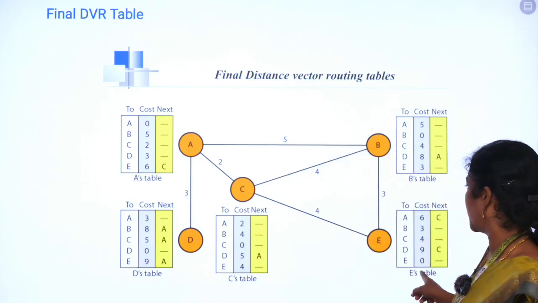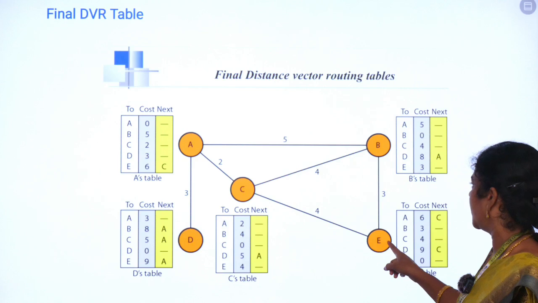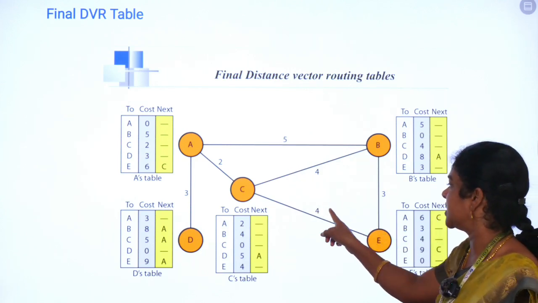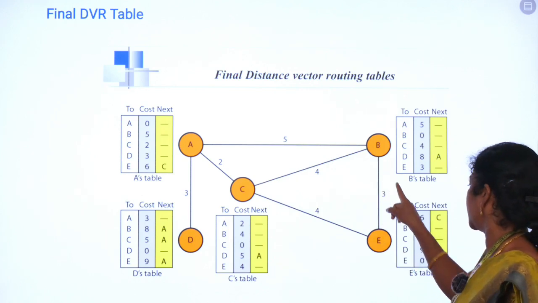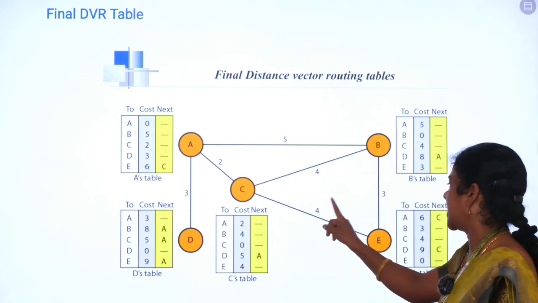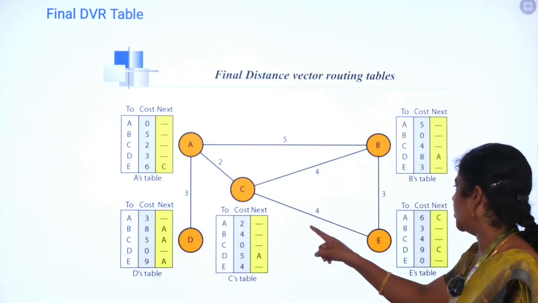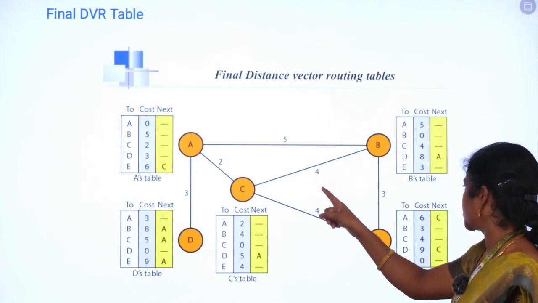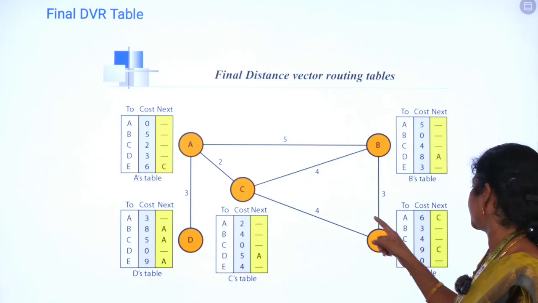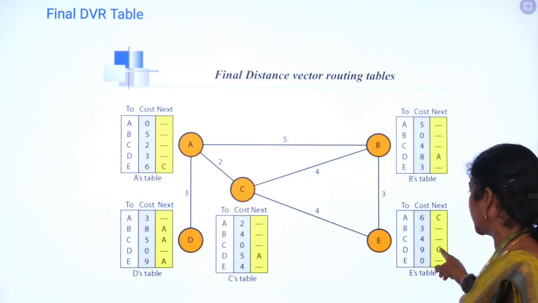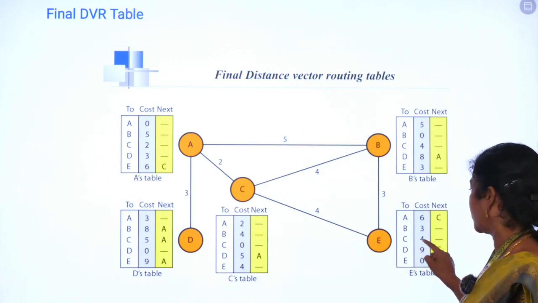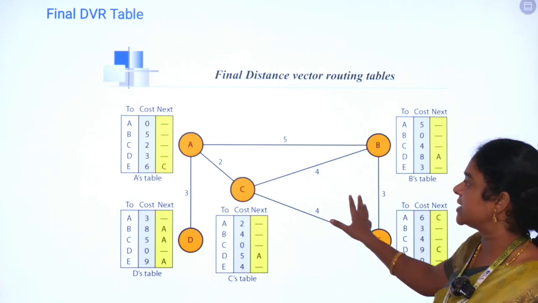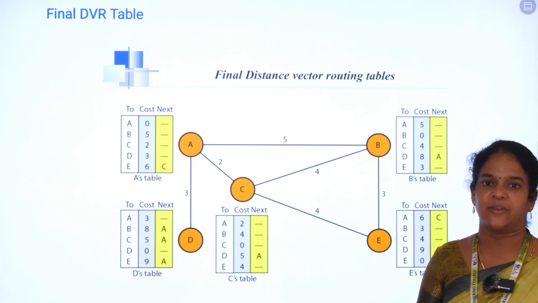Okay, next the final one is the E table. In this E table, E to A is through C, the intermediate node is C. E to C is 4 plus 2 is 6. E to B is already there, 3. E to C is a direct neighbor node, 4. E to D we go through C only. So E to C is 4 plus 2 is 6, plus 3 is 9. So for D the intermediate node is C and the cost is 9. E to E is the self node, so the cost is 0. Okay, so this is the final distance vector routing table.